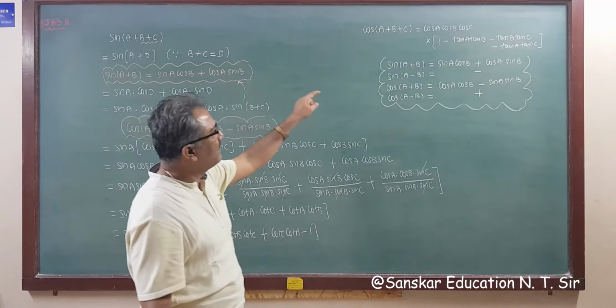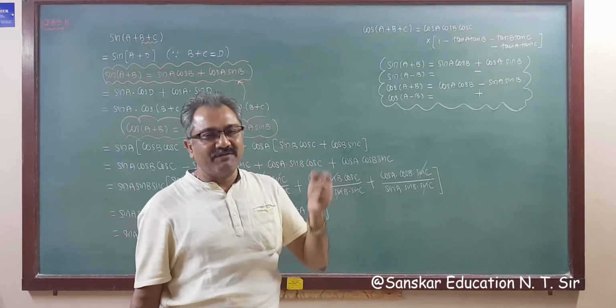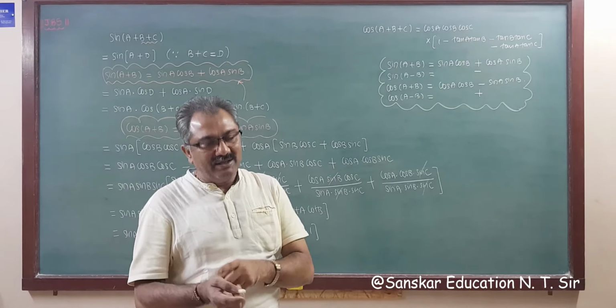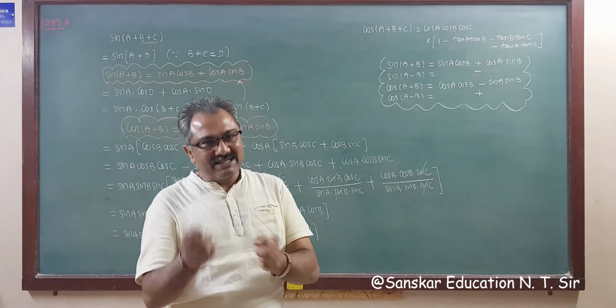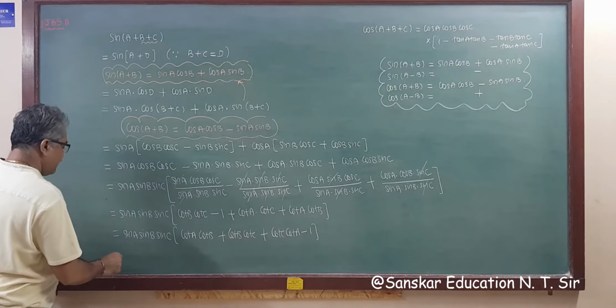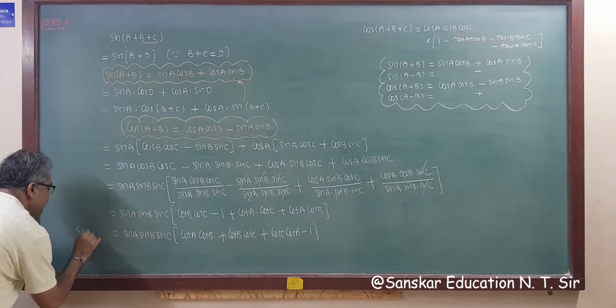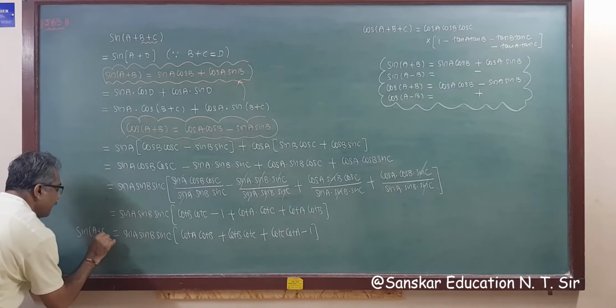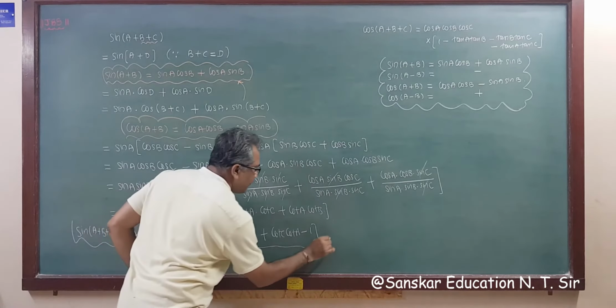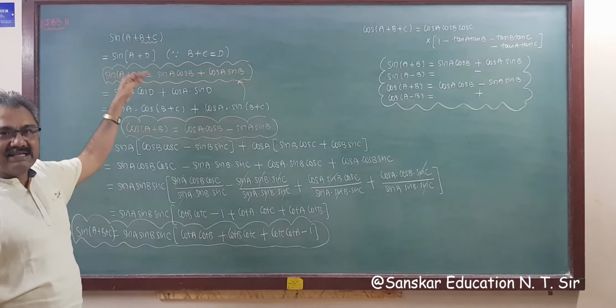While for cos(A+B+C) it is cos A cos B cos C (1 - tan A tan B - tan B tan C - tan C tan A). Okay, so add this formula in your list also, along with sin(A+B+C), right? So note down. So now you know how to prove it.